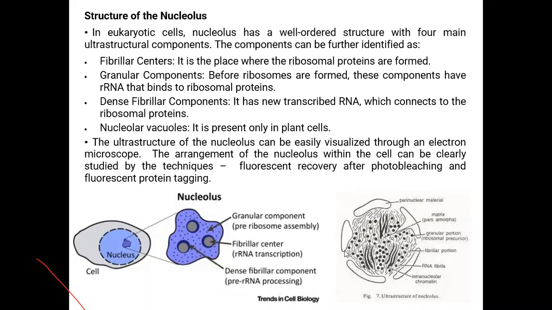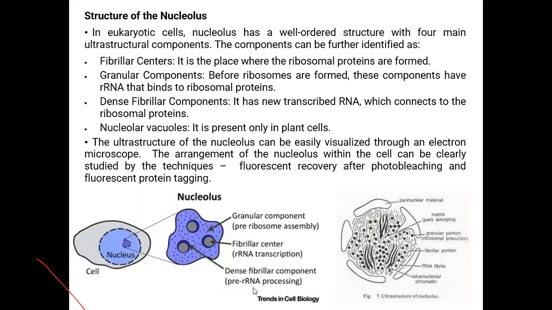And then granular components. These are the granular components, which are pre-ribosomal assembling. Before ribosomes are formed, these components have rRNA, that is ribosomal RNA, that binds to ribosomal proteins, then forming the subunits. And then the dense fibrillar components.